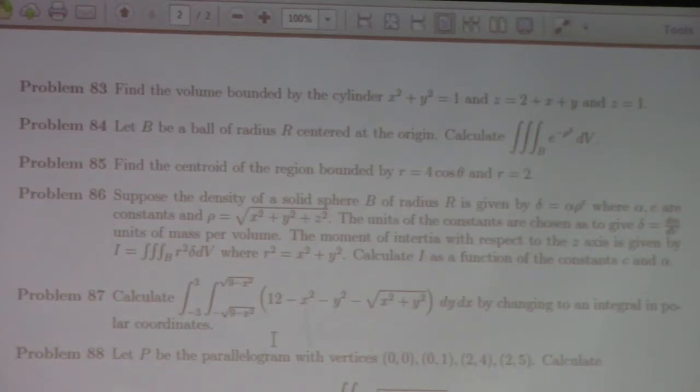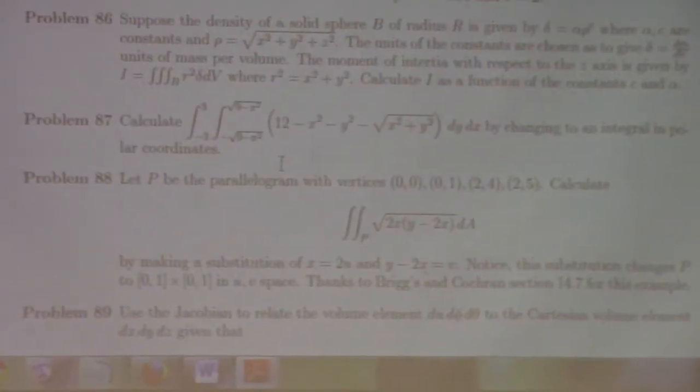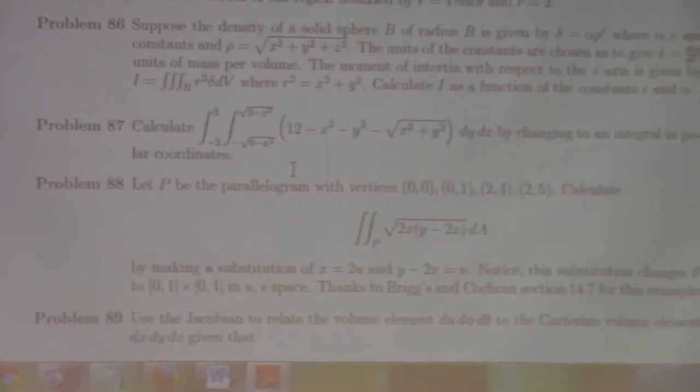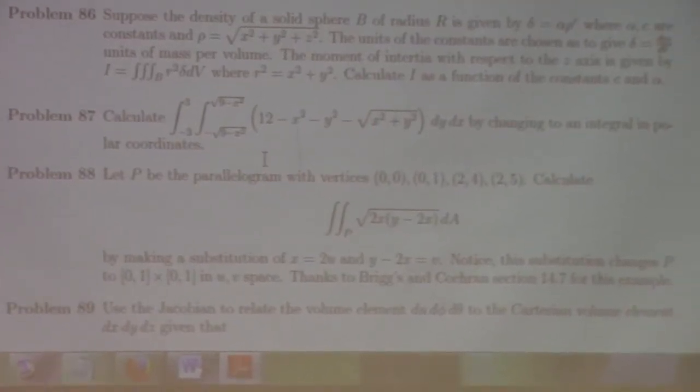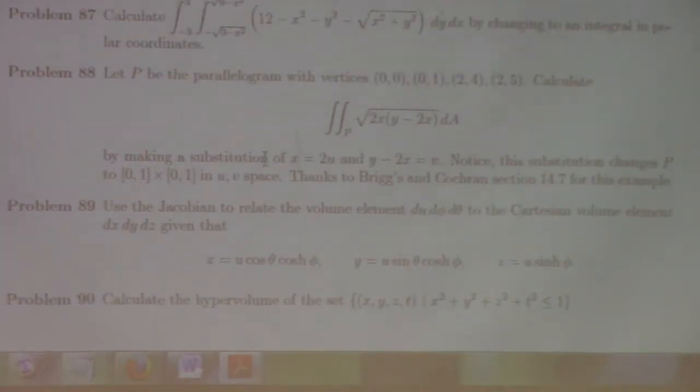It's almost that. There's another trick with the Jacobian I should share with you that may be relevant to that problem. Use the Jacobian to relate the volume element du, d phi, d theta to Cartesian volume dx dy dz, given that. You're talking about 89, right? U equals cosh, sinh. All right, yeah. And I should work a problem like number 88, I think. We haven't seen one of those yet, right? Okay.